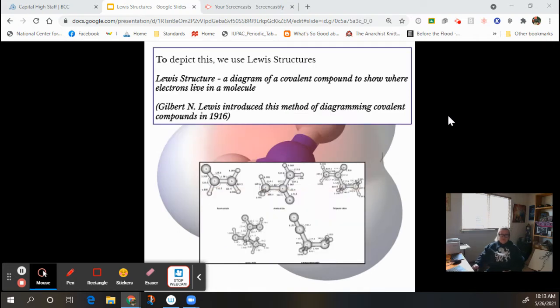So historical context here, Gilbert Lewis introduced the method of diagramming covalent compounds in 1916. Those are some of his earliest Lewis structures. Yours are not going to be as complex as this. Don't worry about it. And there is the official definition up there. A Lewis structure is a diagram of a covalent compound to show where electrons live in a molecule.